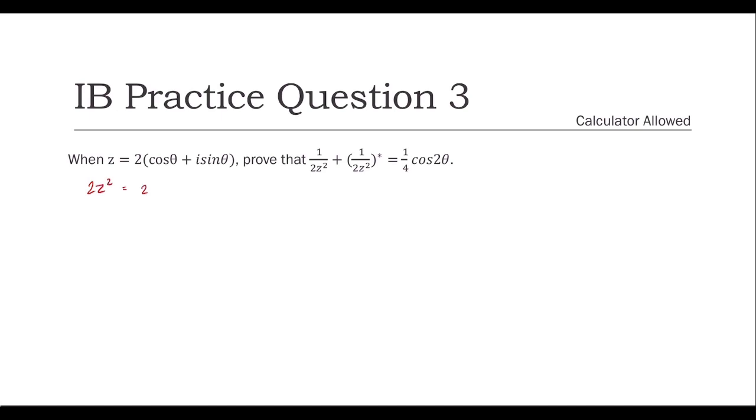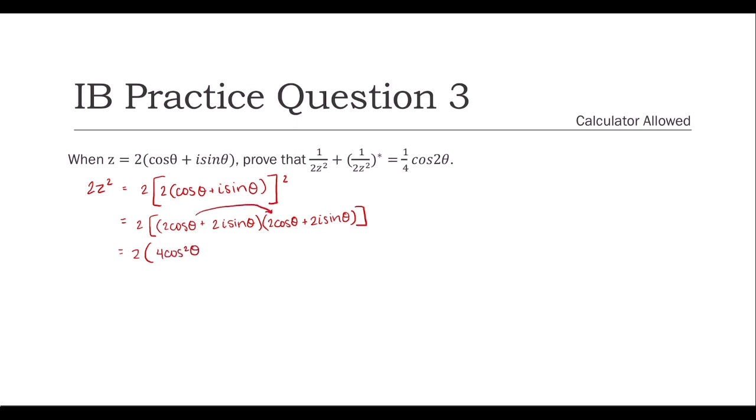So 2z squared is 2 times cosine theta plus i sine theta squared. So that's 2 times 2 cosine theta plus 2i sine theta times itself. So times 2 cosine theta plus 2i sine theta. So that's going to equal 2 times 2 cosine theta times 2 cosine theta is 4 cosine squared theta.